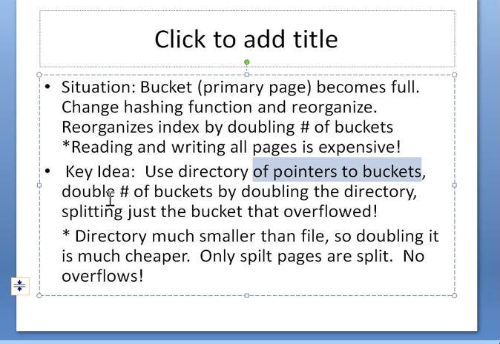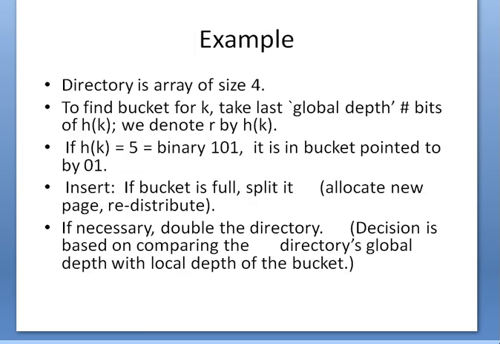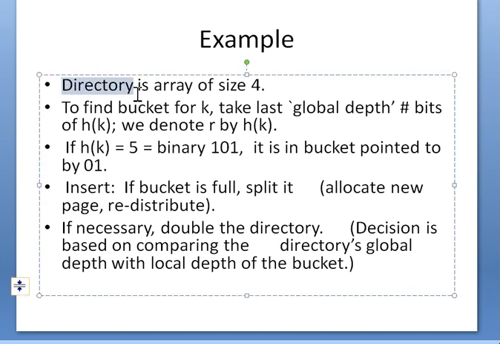The size of the directory is much smaller than the actual file, so doubling it is easier and cheaper. Only pages that need splitting, only pages that are full, will get split. For example, I have a directory of size 4. Then how many buckets will I have? 4 buckets.